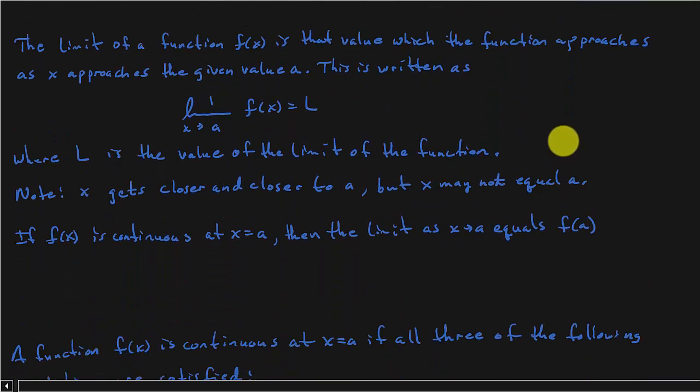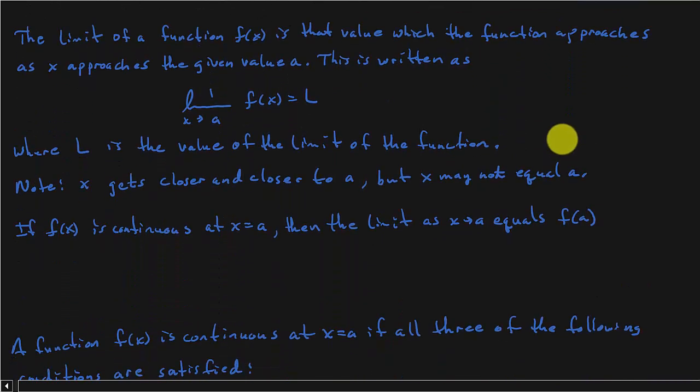It says the limit of a function f of x is that value which the function approaches as x approaches the given value a. This is written as, and yes, I write it messy, but this is limit. This is LIM. It would look like the limit as x approaches a. The LIM, I just always write it like this. Okay? So the limit is written like this. The limit of f of x as x approaches a is equal to some number L. All right? Where L is the value of the limit of the function.